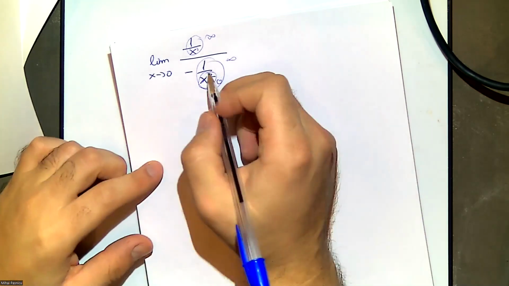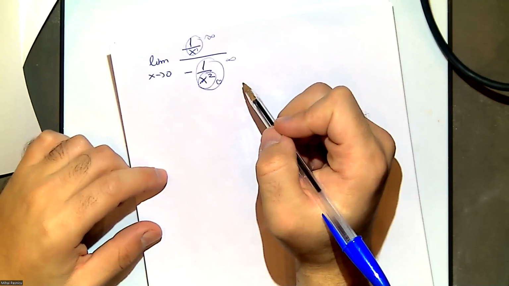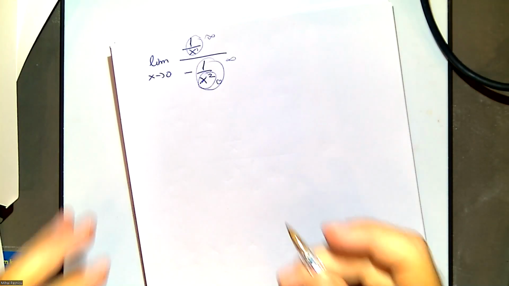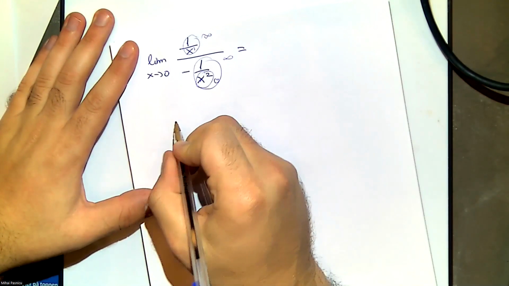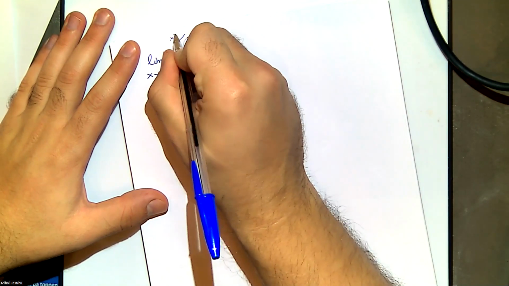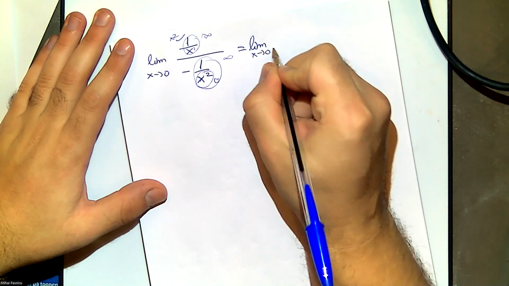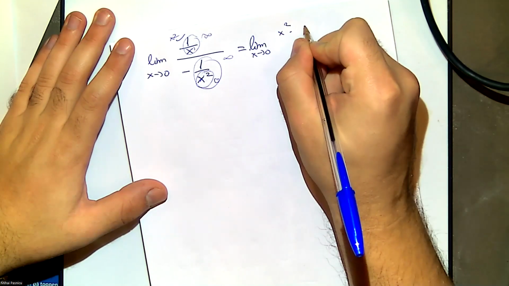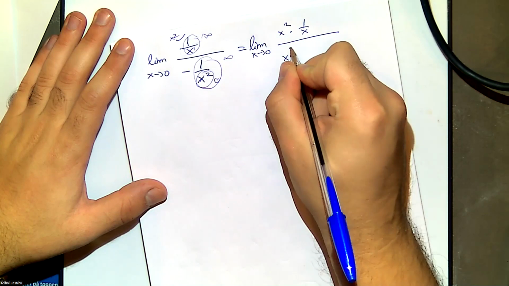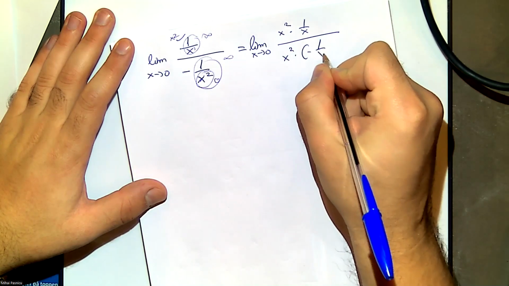So in this case, there's 1 over x here, 1 over x squared here. So why not just make it look nicer? I'm just going to multiply the whole fraction by x squared. Just some fraction operations. So I get the limit when x goes to 0 of x squared times 1 over x, over x squared times minus 1 over x squared.